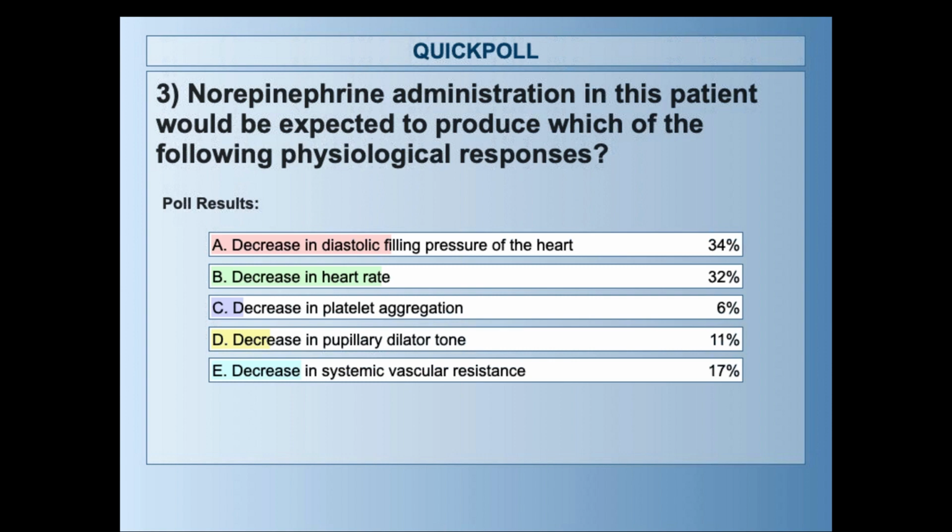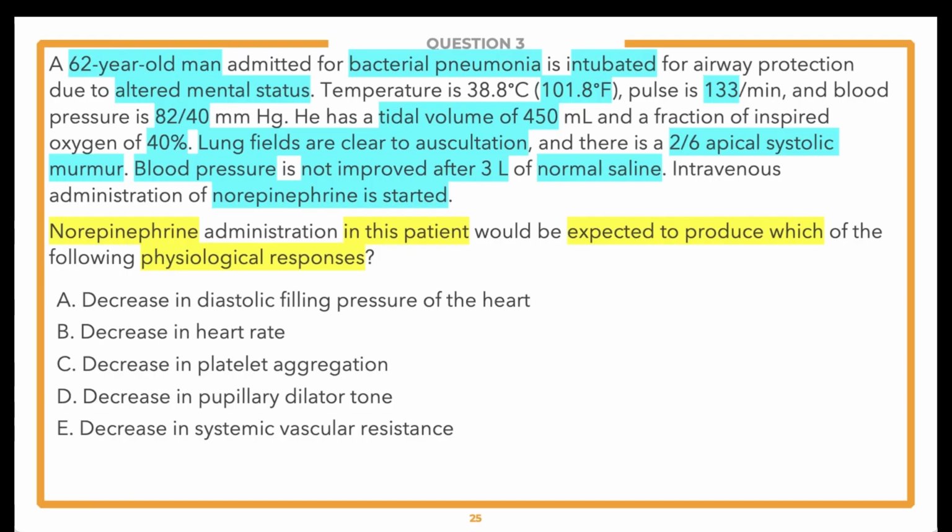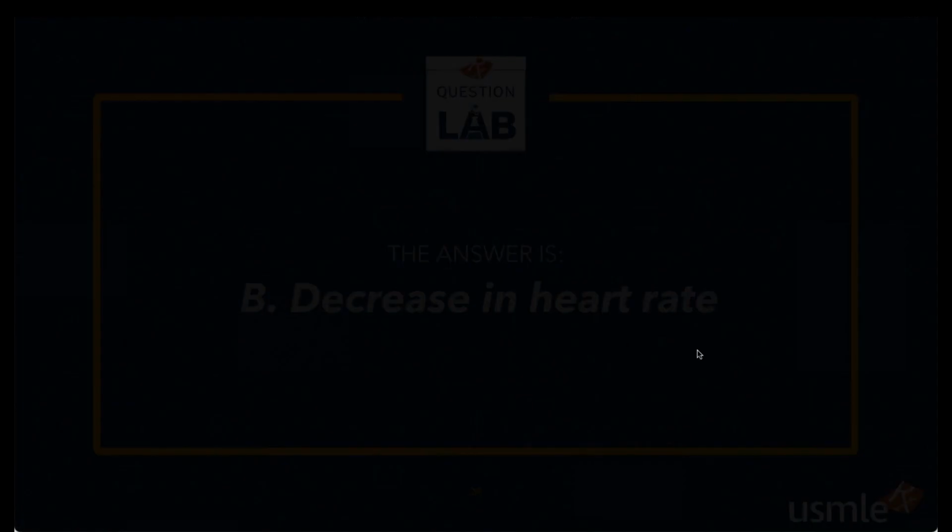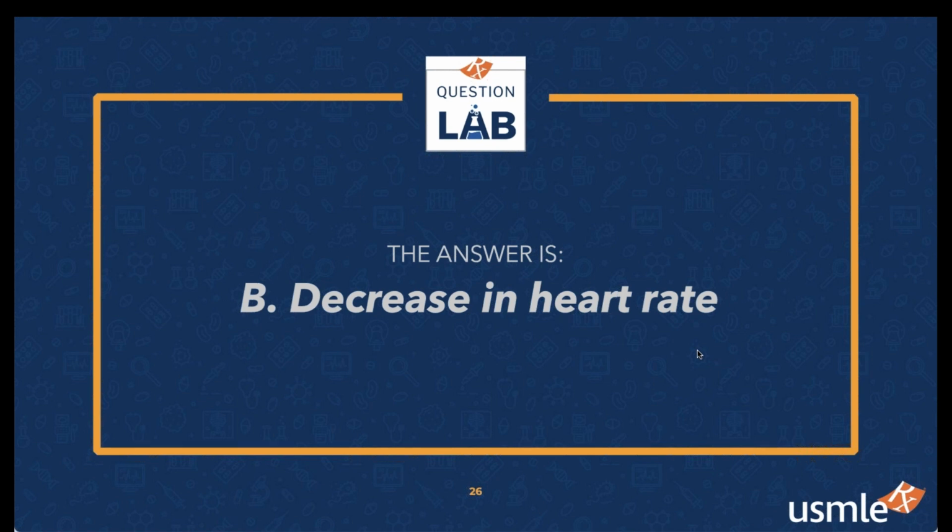So let's see what the answer is. I'm going to hide the results and reveal the answer. The answer to question 3 is answer choice B, decrease in heart rate. So it was close, but we can't take the win for that one since answer choice A did get a few more votes. But overall, another tough question.